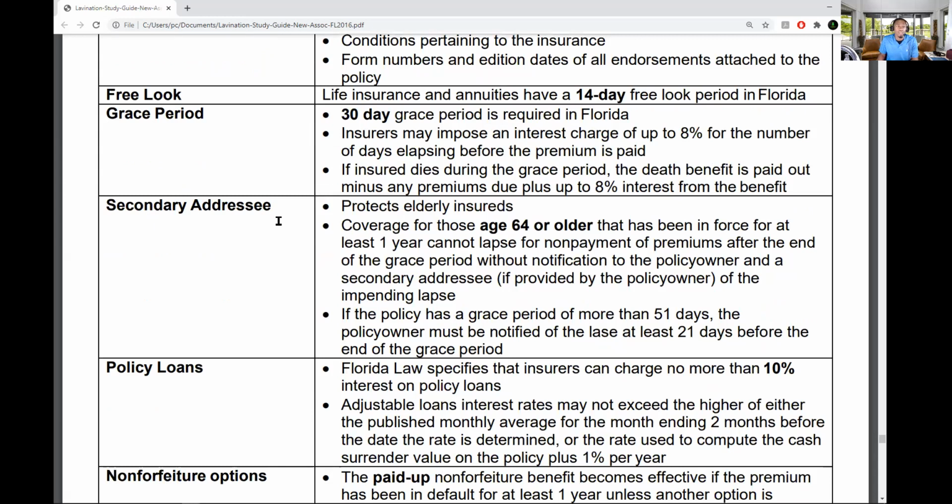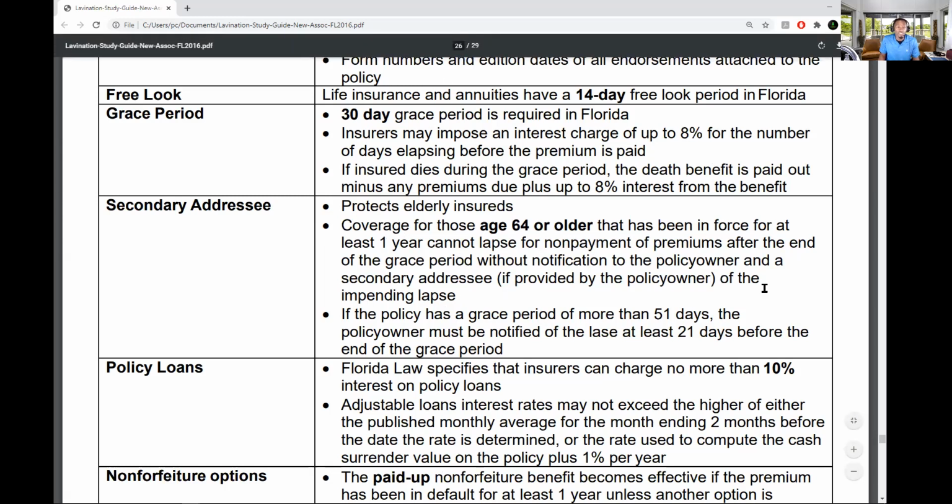What is a secondary addressee? What is that? It's to protect elderly insureds. So some people, they're a little bit older. They might forget things easily. So instead of just canceling their policy, for those age 64 or older, remember the annuity was 65. Now, just for general purposes, 64 and older, because considered senior here, for the secondary addressee, a policy that has been in force for at least 1 year cannot lapse for non-payment of the premium after the end of the grace period without notification of the policy owner, a second addressee, if provided by the policy owner, of the impending lapse.